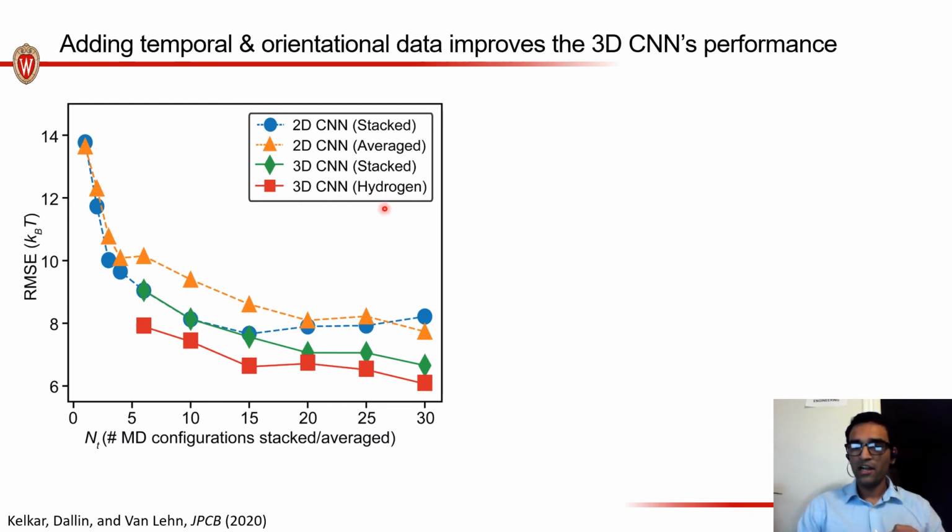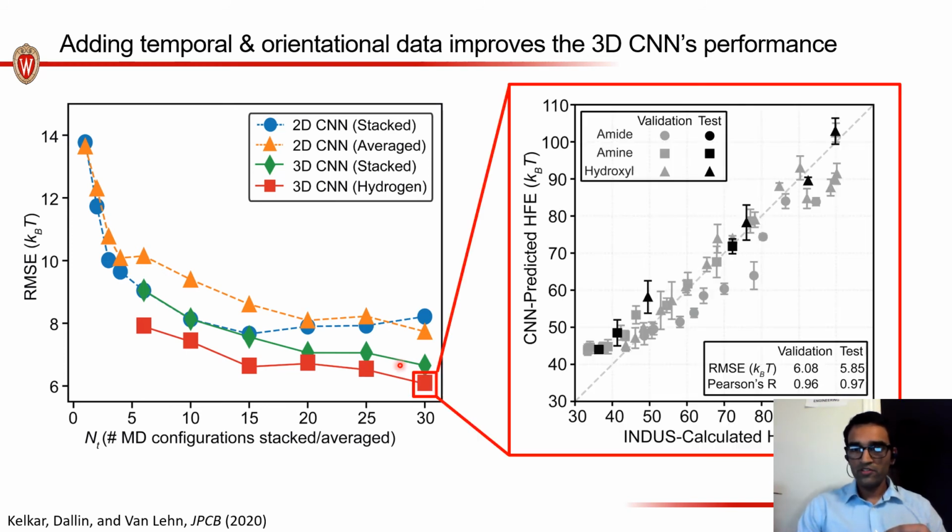And we also see that our hydrogen representation does better than our stacked representation, and we hypothesize that this is because we also capture the notion of orientation in our input representations. And if you look at your best performing representation and machine learning model, you see in the parity plot that this actually does extremely well. We get an RMSE of around 6 kT, which is higher than the INDUS RMSE, but at the same time, we get a very high rank ordering, with a Pearson's R almost close to 1.